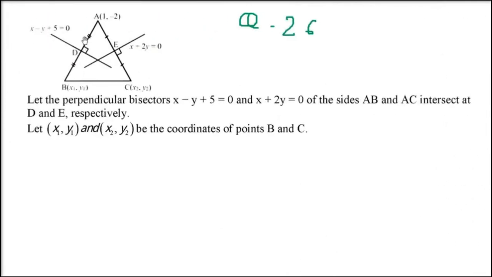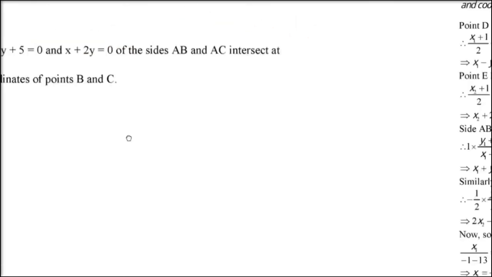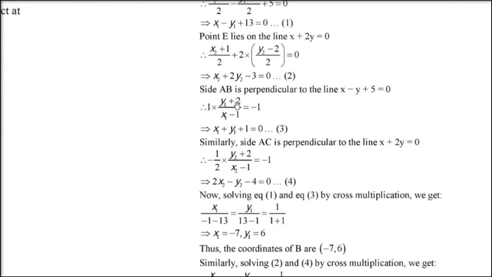Again, coming to line AB. What is the slope of x minus y plus 5 equals 0? It will be y equals x plus 5. The slope will be 1 simply. What is the slope of this line? (y1 plus 2) divided by (x1 minus 1). So when we multiply these two slopes, it will be minus 1. So you get an equation for x1, y1 here. Again, we get an equation for the other part, for x2, y2.